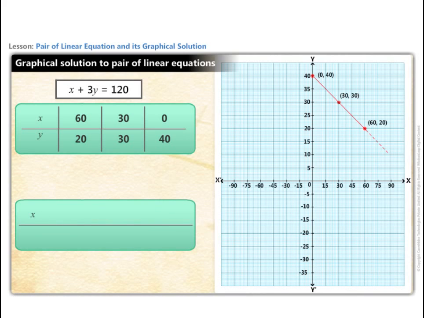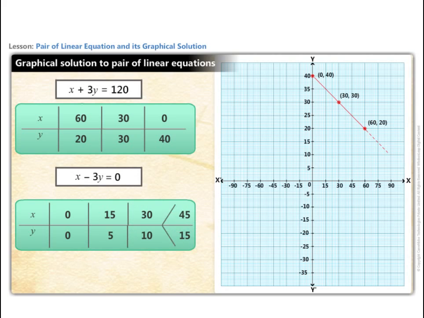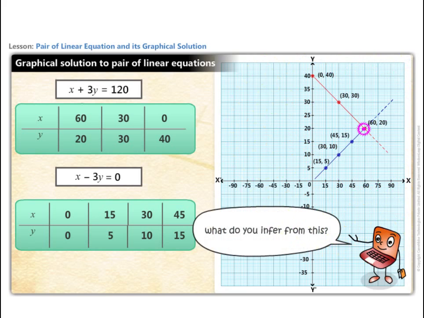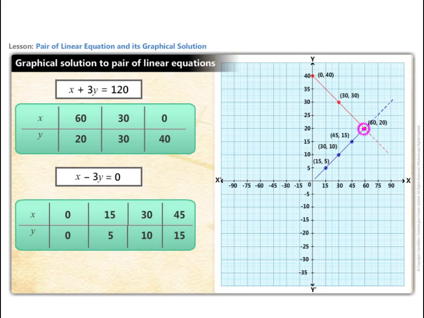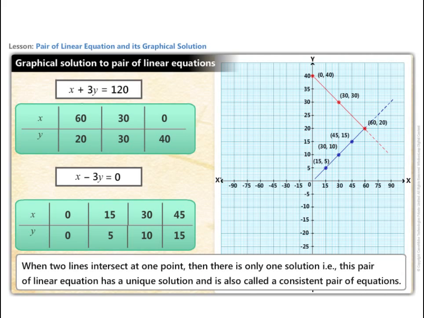Now, let us tabulate the values of x and y for the second equation, x is equal to 3y. To find this out, let us plot the points corresponding to the second equation also. We observe that the two lines representing the two equations are intersecting at a point, and this is the only common point. What do you infer from this? When two lines intersect at one point, then there is only one solution. That is, this pair of linear equations has a unique solution and is also called a consistent pair of equations.